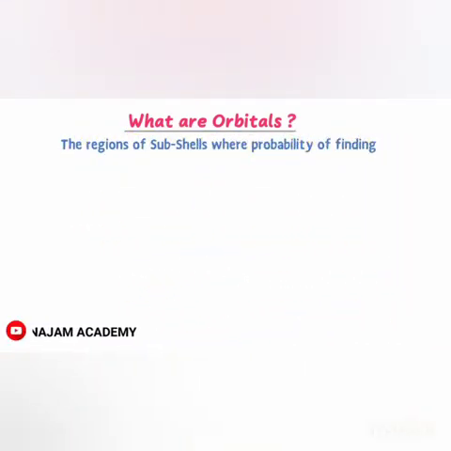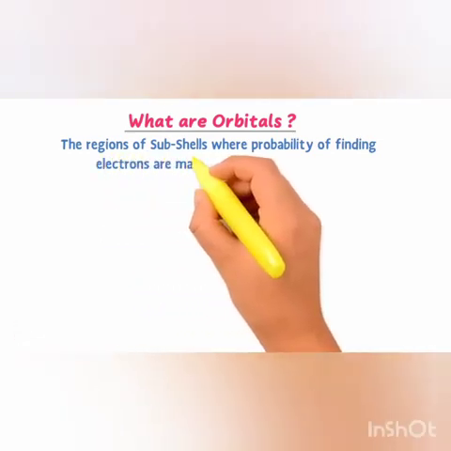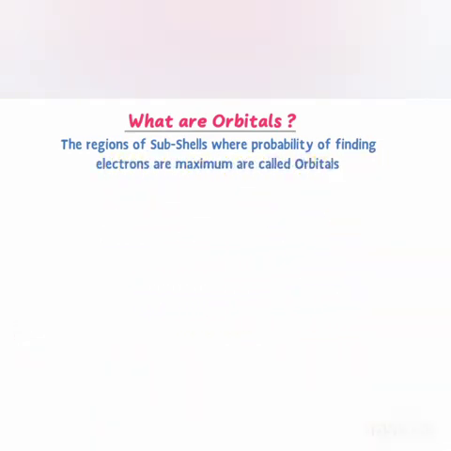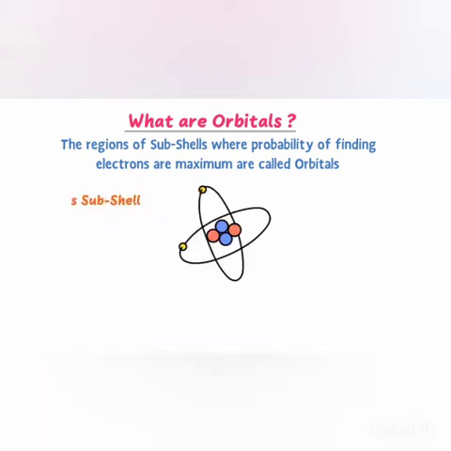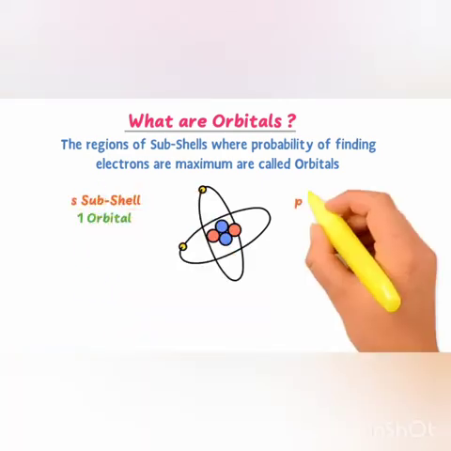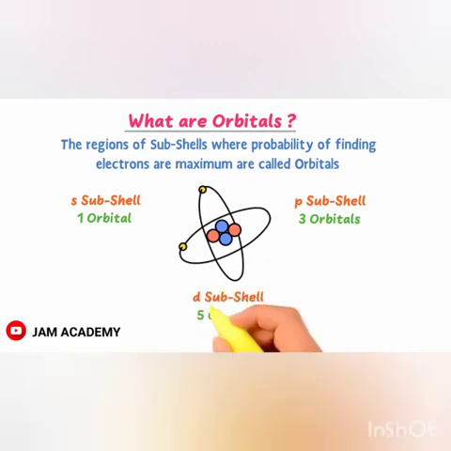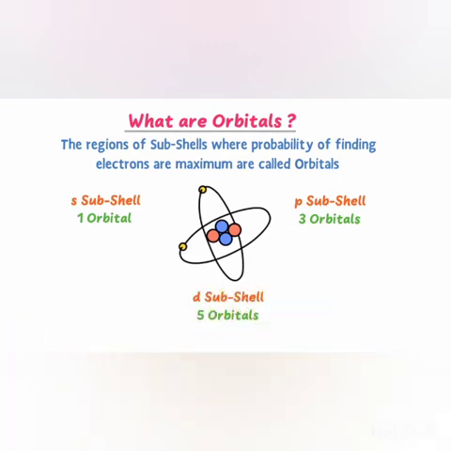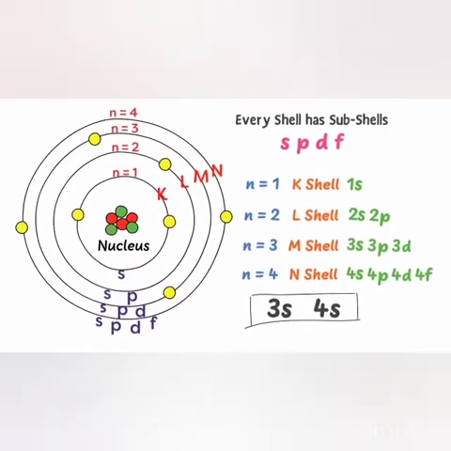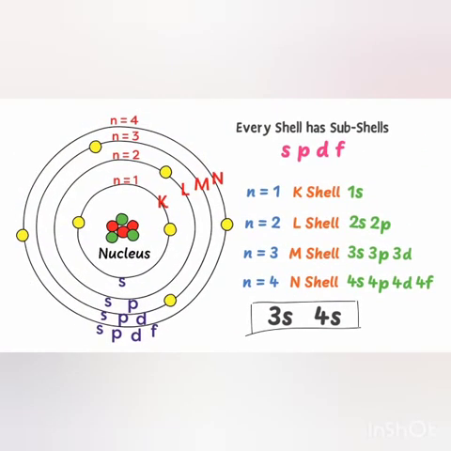The region of subshells where the probability of finding electrons is maximum is called an orbital. The main shell is known as an orbit. The subshell is known as orbitals. We have 4 types of subshells here. The S subshell has 1 orbital, the P subshell has 3 orbitals, the D subshell has 5 orbitals, and one more, the F subshell has 7 orbitals.